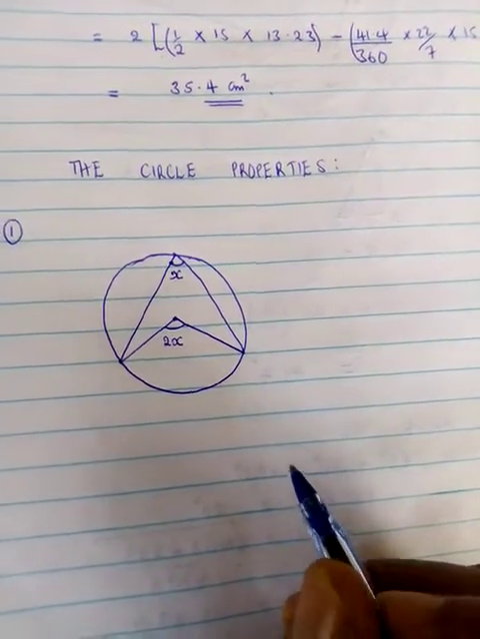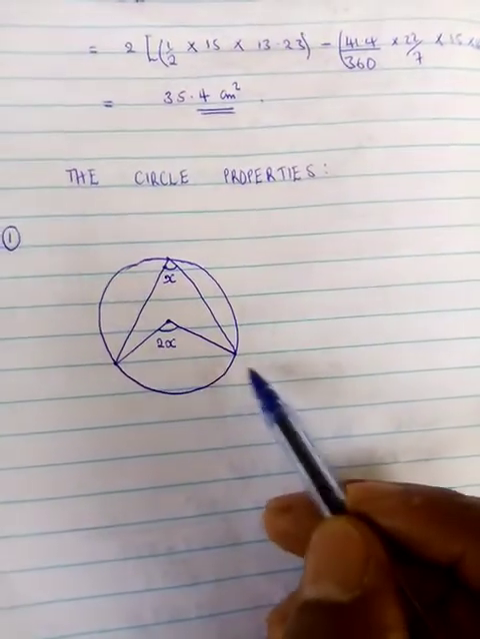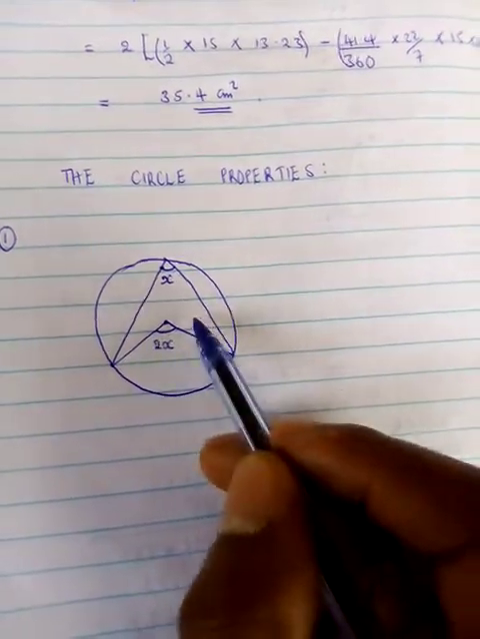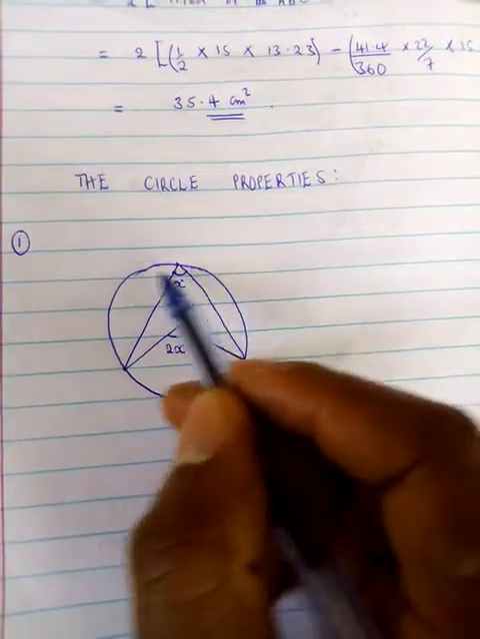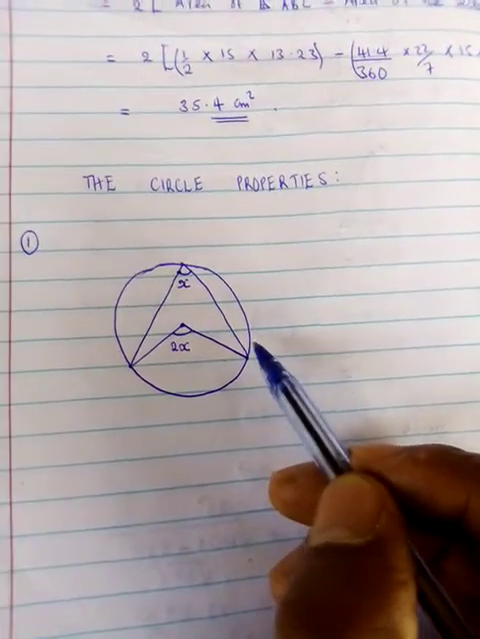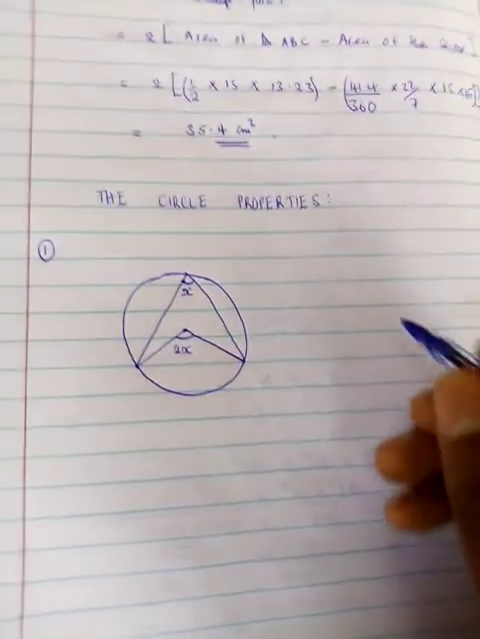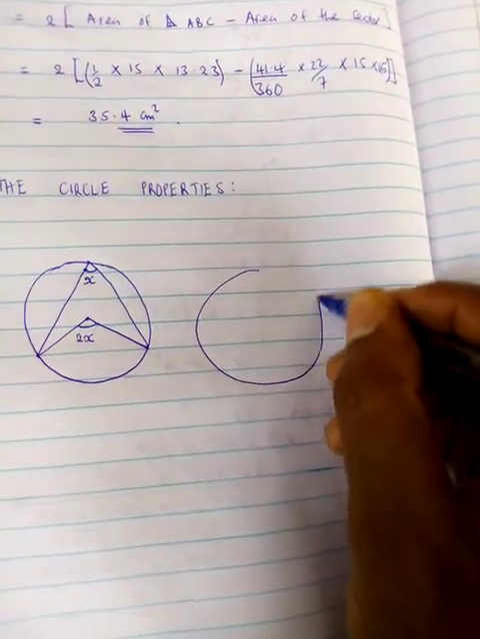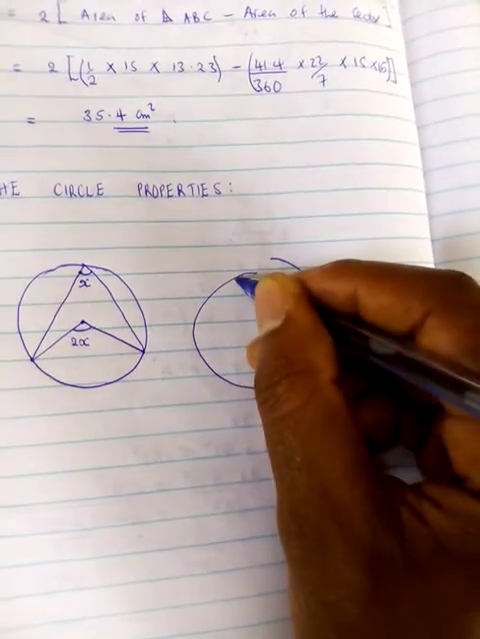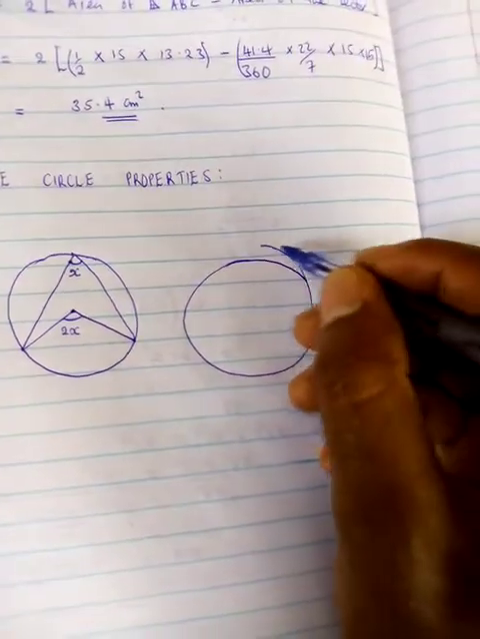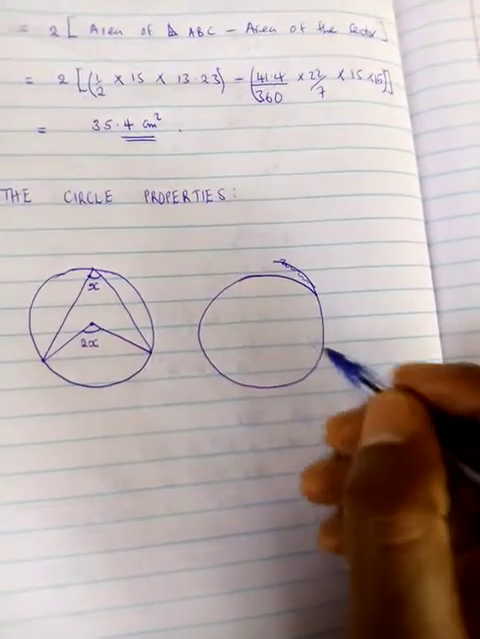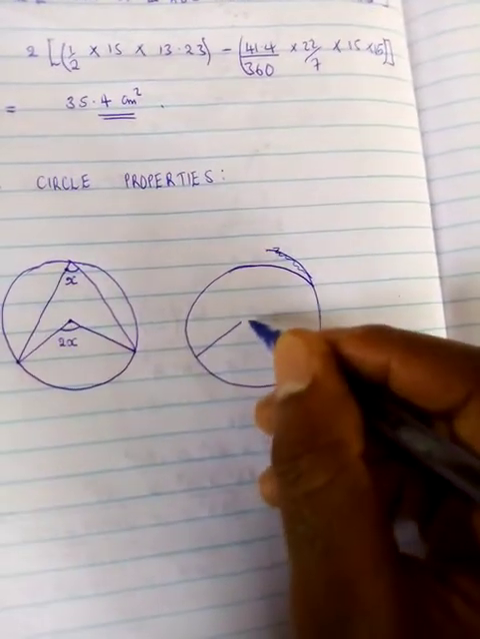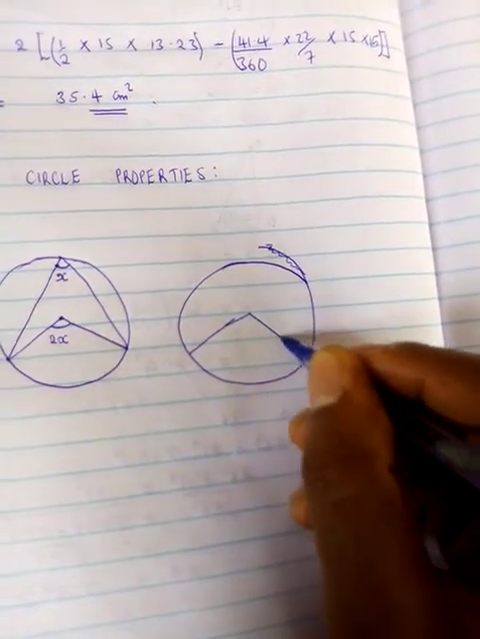That is our first property, that the angle subtended by an arc, this one, at the center is twice the angle subtended at the circumference. No matter how they have drawn the diagram, it will always hold. No matter how they draw it, the property will still hold.